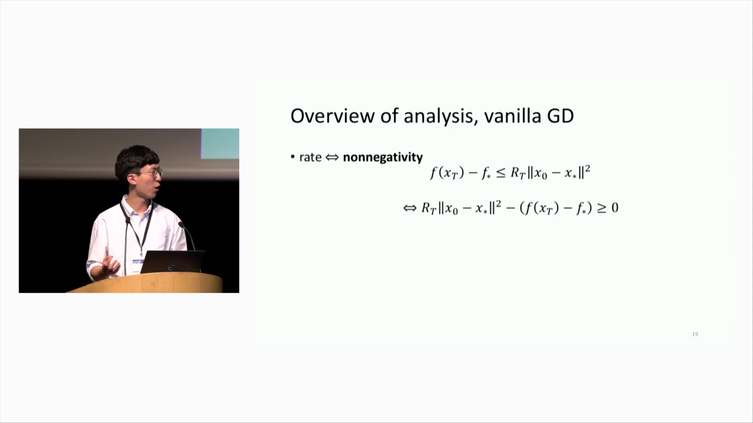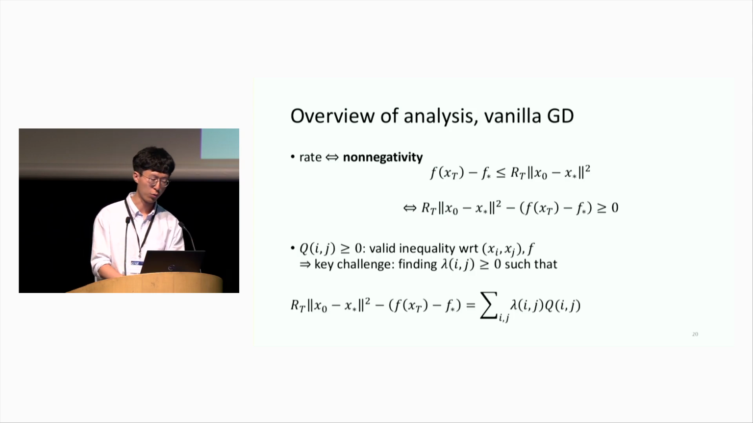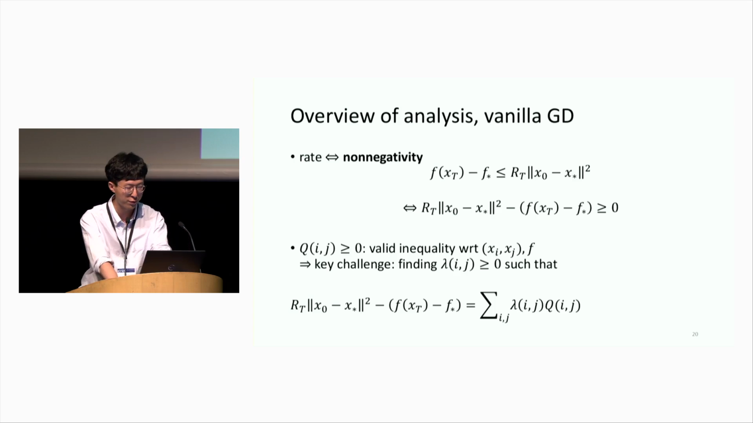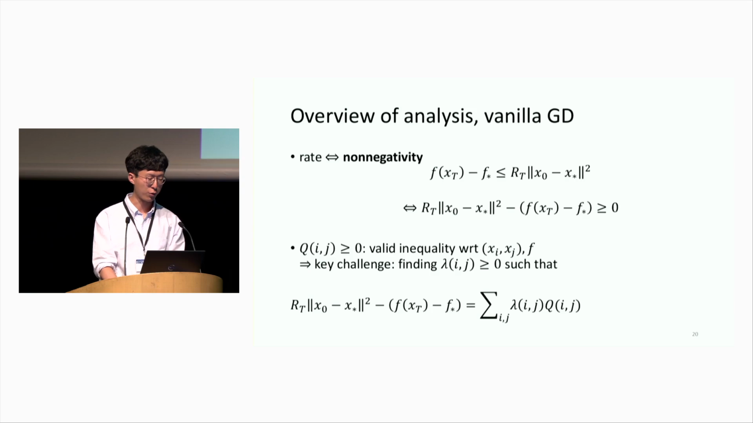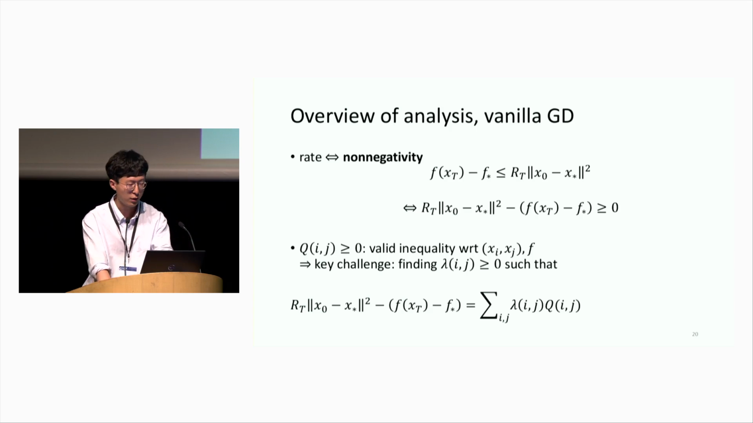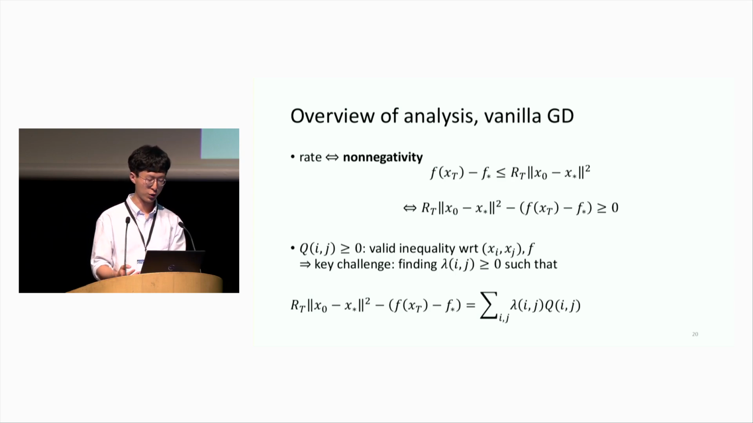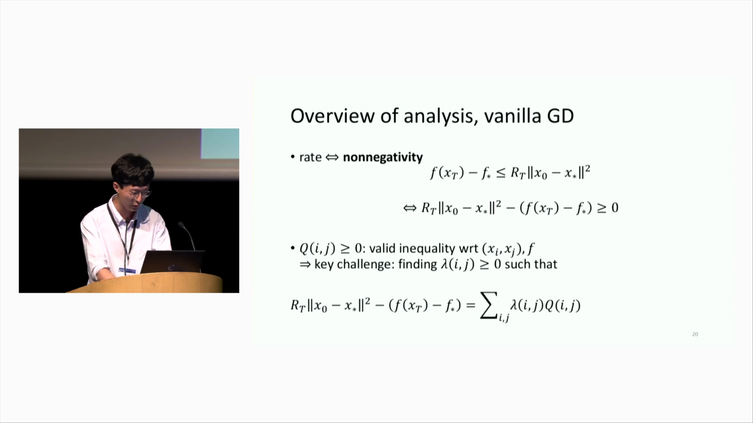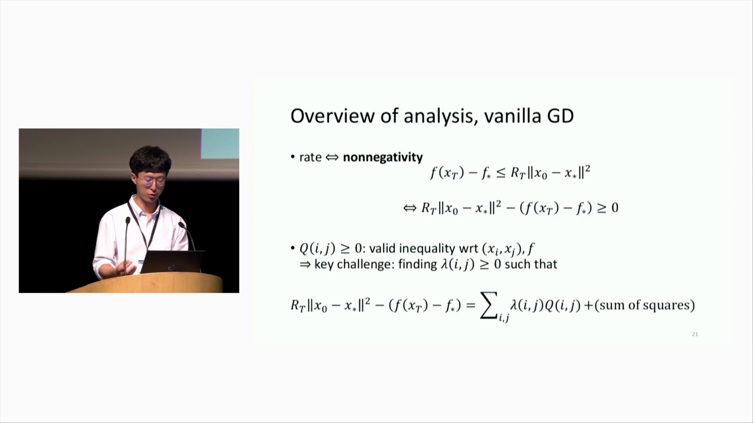So just as an overview of how this sort of analysis works when it is vanilla GD for silver step sizes, basically showing the rate is equivalent to showing that this value is non-negative. What we do is, there are some valid inequalities that we know to be true with respect to each pair of iterates and their first-order information. I wrote that as Qij being non-negative. And basically the key challenge is to show that the left-hand side is equal to the right-hand side, because that will automatically tell me that the left-hand side is non-negative. Unfortunately, sometimes it's not enough to get the equality, so I also need to obtain some sum of squares.